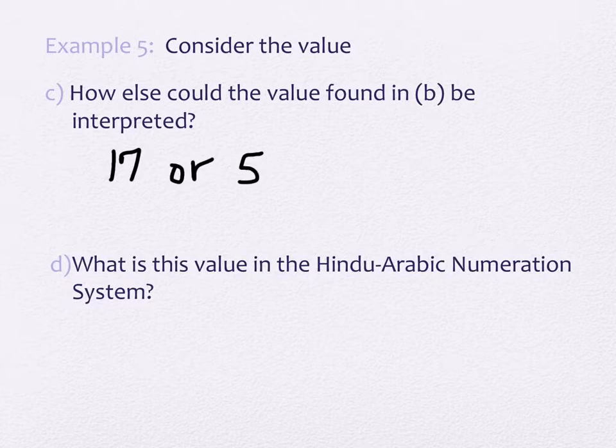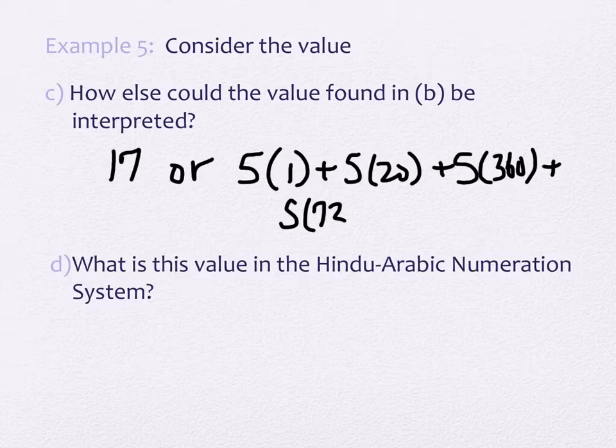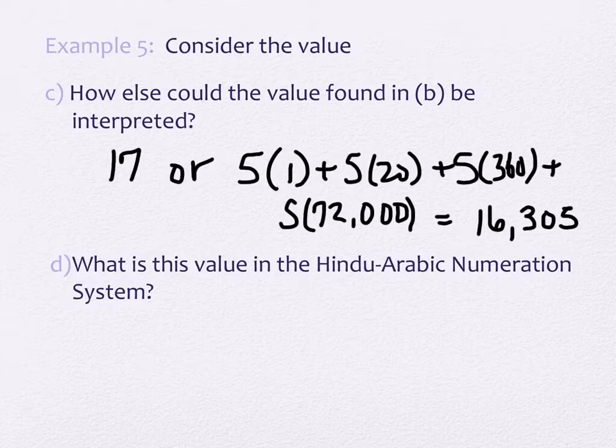Or it could be, this is the one you guys were just talking about, 5 times 1 plus 5 times 20 plus a 5 in the 360s place plus a 5 in the 72,000s place. So this number legitimately could be 16,305. So it's 17 or it's 16,305.